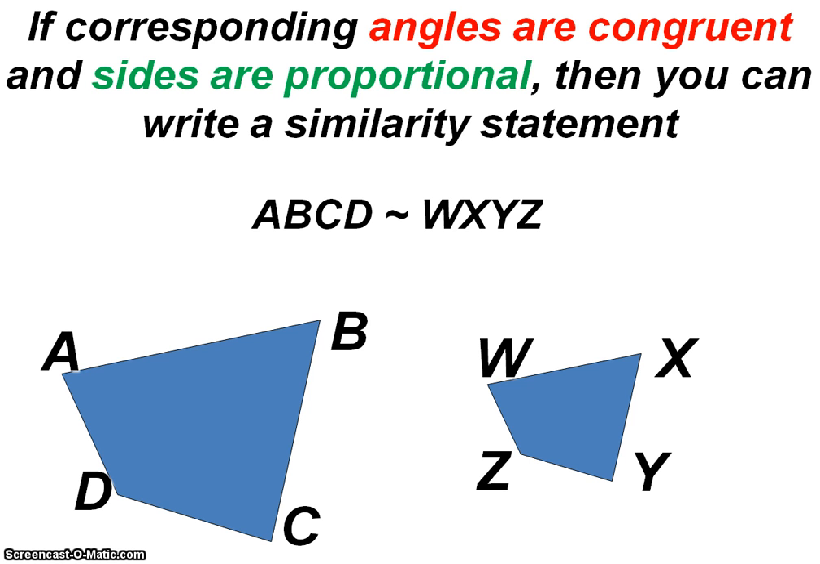In the previous chapter, you had experience writing congruence statements, and now we write what's called a similarity statement. So that says if corresponding angles are congruent and the sides are proportional, then we say that two figures are similar. So instead of the equal sign here, we just simply have that wavy sign. This means is similar to. So we state that polygon ABCD is similar to polygon WXYZ.